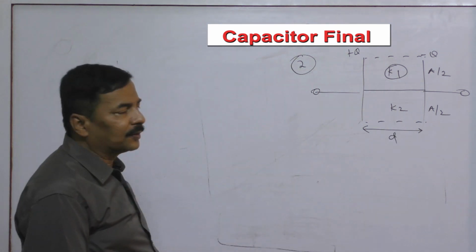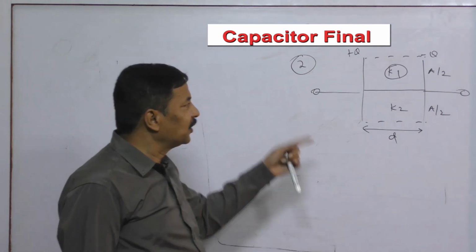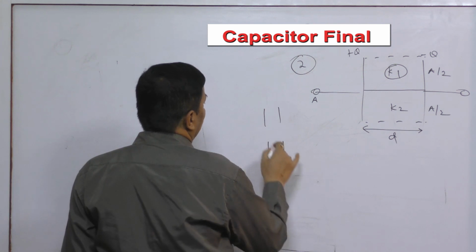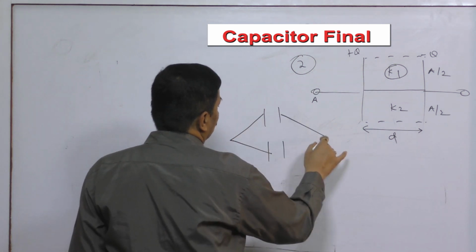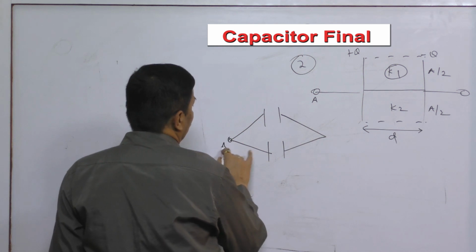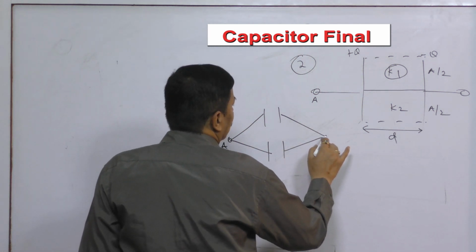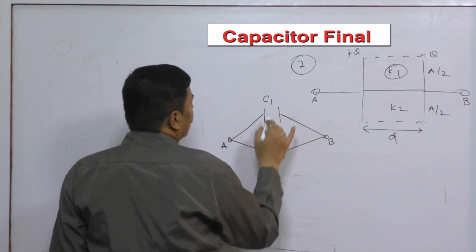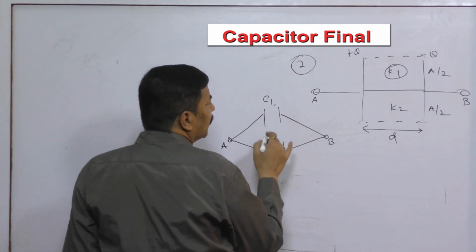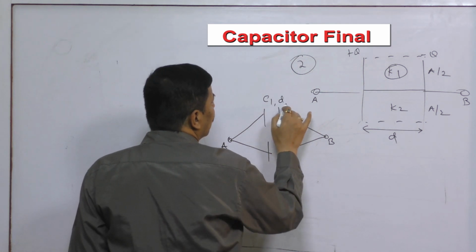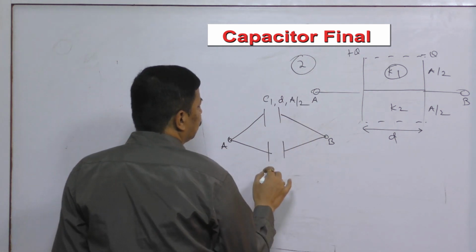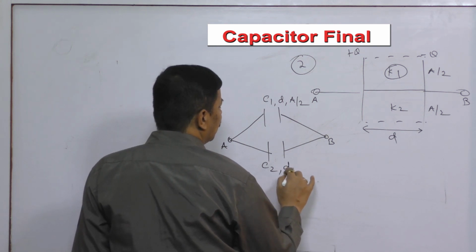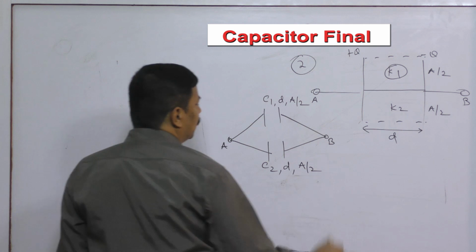Again there are 2 capacitors, but see how we can understand it. Here is the capacitor, here is the capacitor, this is point A, this point is B. This is the C1 capacitor, plate separation remains D and area becomes A by 2. This is the C2 capacitor, plate separation remains D and area A by 2.